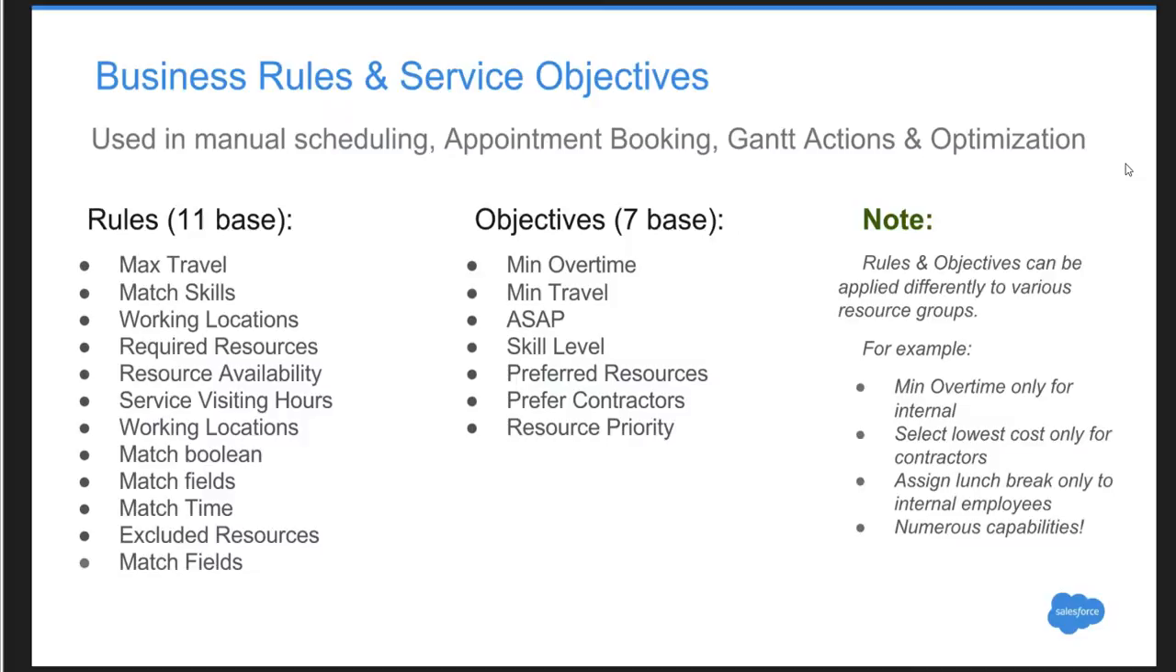There are about 11 rules that are available within Field Service Lightning. You cannot customize additional rules, but we did discuss last week how you can take a single rule and apply it differently to various populations across the organization. So contractors versus internal employees, part-time versus full-time, and so on and so forth. We looked at 7 objectives that are available within Field Service Lightning. These rules and these objectives combine into scheduling policies. And this is really what the logic is all about.